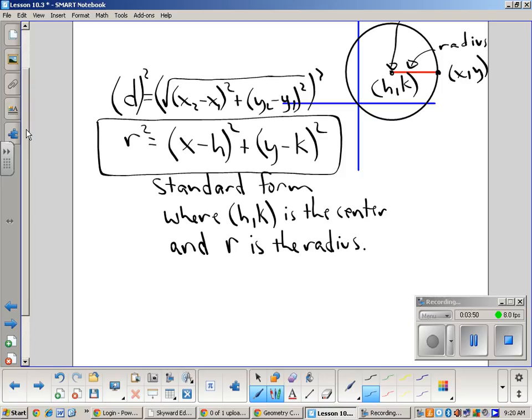Now, the confusing part, sometimes people look at an equation and they just give me this number as my radius. Does that number that I've circled there represent the radius? No, what does it represent? The radius squared. So whatever the radius squared is would be that number. So to find the radius, I'd have to take the square root of that number, right?